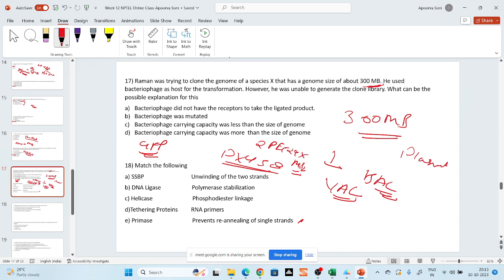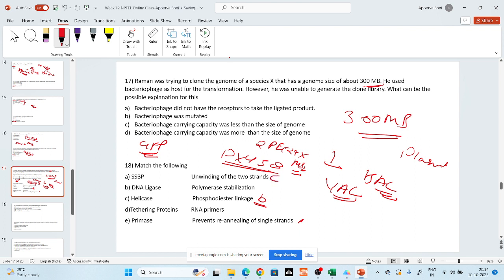Then DNA ligase. What does DNA ligase do? It forms phosphodiester linkages. Ligase means it is joining, and when you're talking about joining in the case of nucleotides or DNA, the joining is a phosphodiester bond. Then helicase will help in the unwinding of the two strands.